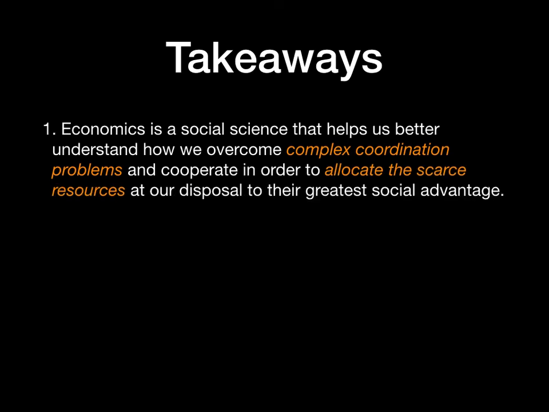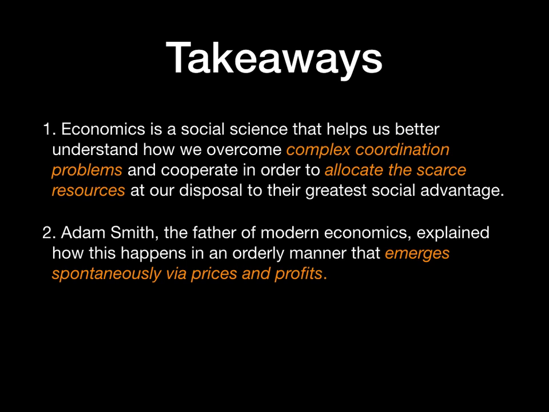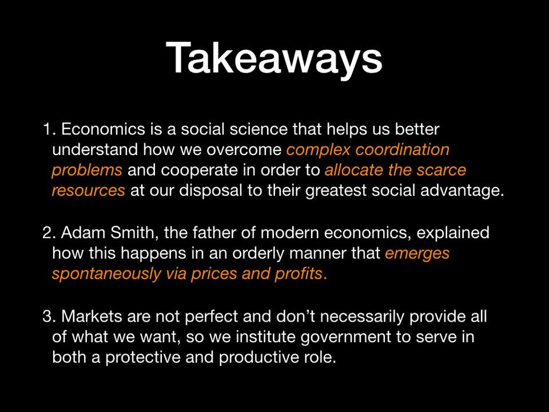So the takeaway is economics is a social science. It helps us better understand how we overcome the complex coordination problems that we must overcome. And how do we allocate scarce resources at our disposal to their greatest social advantage? Second, Adam Smith, the father of modern economics, explained how this happens in a spontaneous emergence of order. And lastly, markets are not perfect and don't necessarily provide us all of what we want. Therefore, we do want government. But as Smith said, we have to look at the proper role and size of government as we do this.